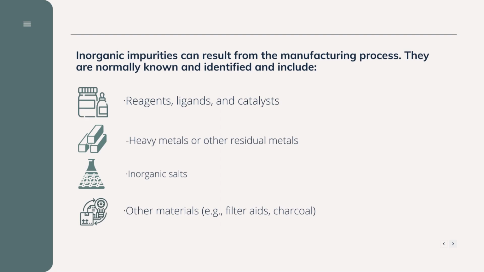Inorganic impurities result from the manufacturing process. They are normally known and identified and include reagents, ligands, and catalysts, heavy metals or other residual metals, inorganic salts, and other materials like filter aids and charcoal.